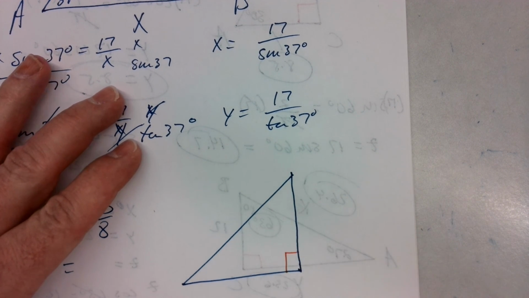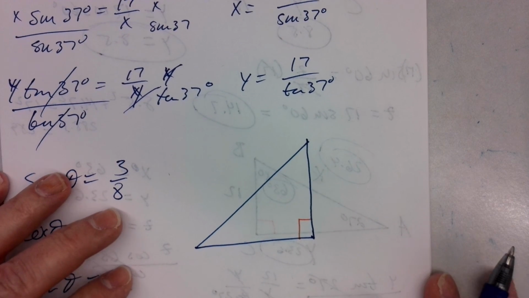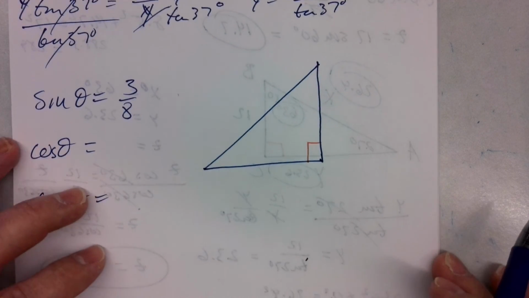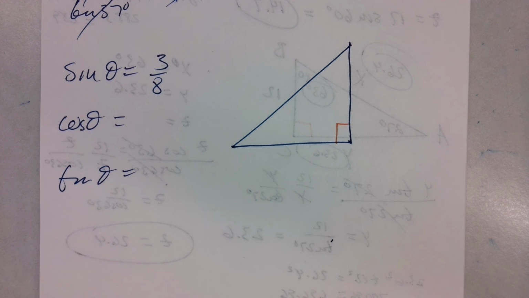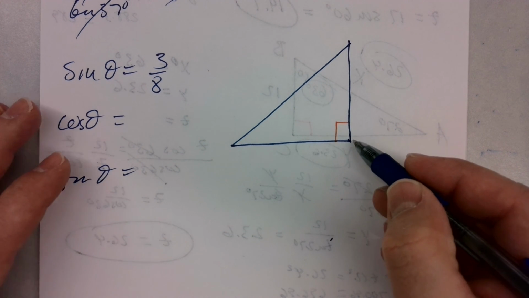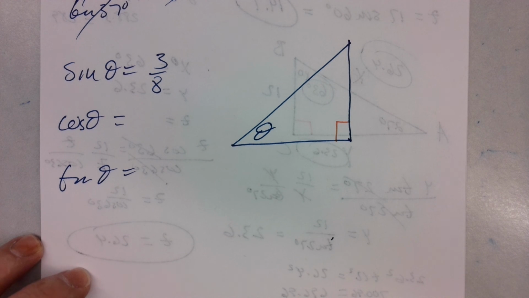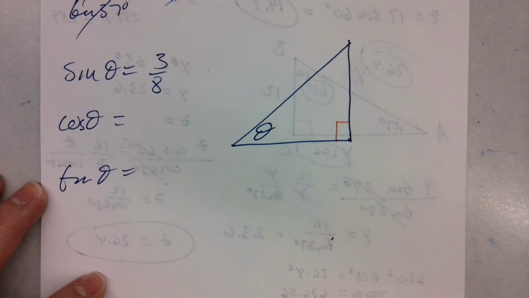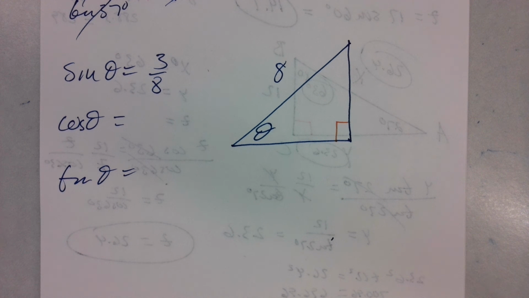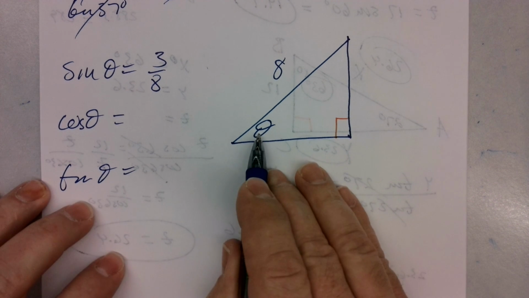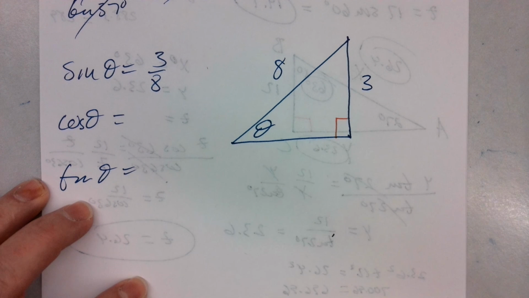Now, where am I going to put theta? Doesn't matter, it just can't be the right angle. So if I put my theta right there, what does that tell me? My hypotenuse is 8. And the side opposite my theta has to be a 3, right?